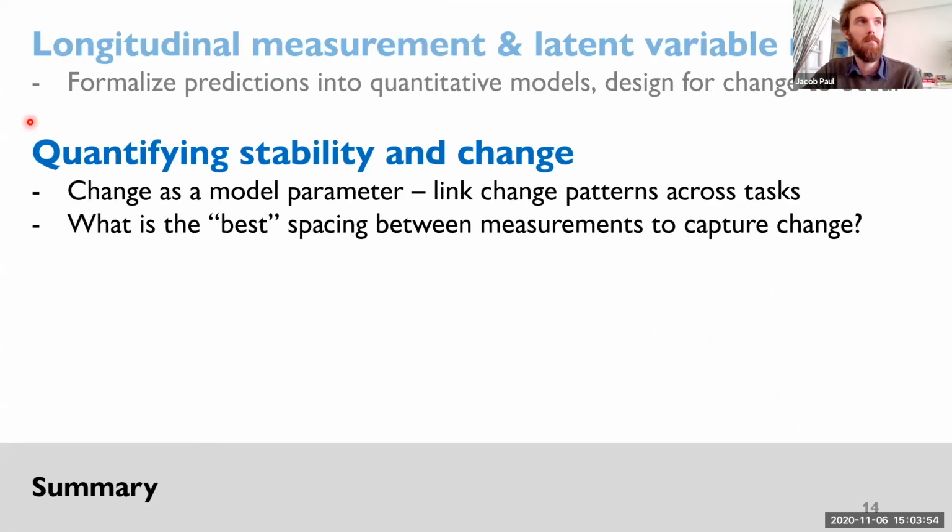In the first project I talked about, we saw that we can include change as an actual model parameter. When we do that, we can actually link change across tasks. The change only occurred between 2 time points, so it's quite restrictive in the amount of change, but you can link those together across tasks. Again, that asks the question, what is actually the best spacing to be doing this? Should we test children more often, less often? And that will depend on what we're measuring.